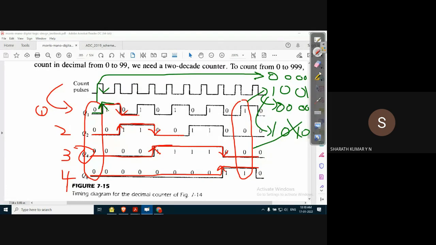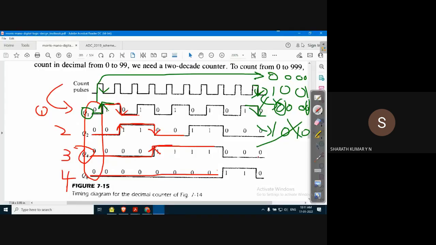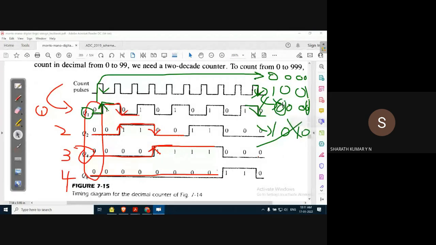In this case, observe this point. In the next instance, when the count pulse goes from high to low, Q1 will transition from 1 to 0, not a problem. This is fine, because we are expecting the LSB to be 0. But when it comes to the next bit, when Q1 goes from high to low, Q2 will go from low to high.